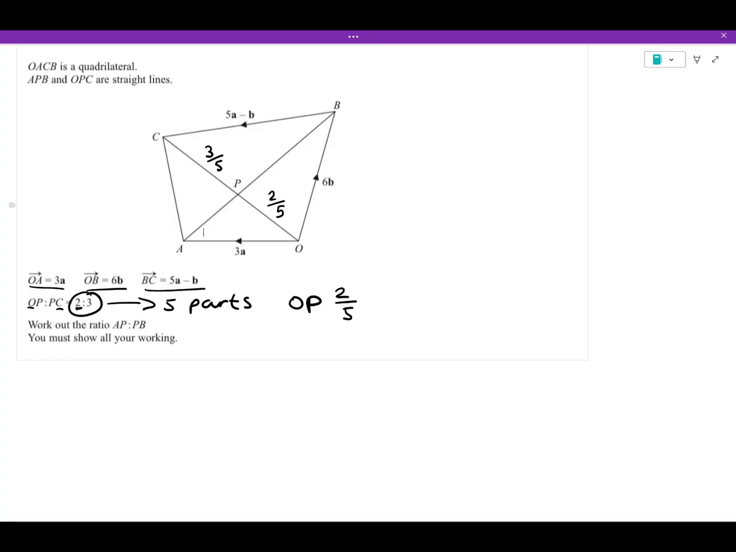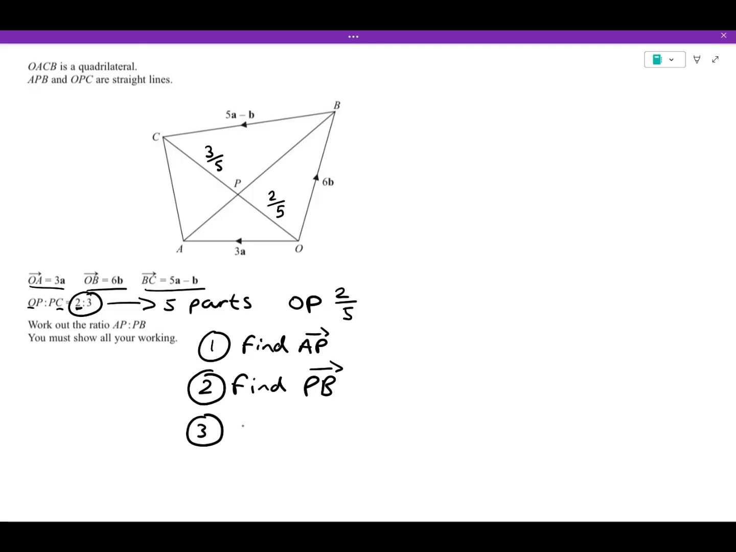We then need to work out the ratio of AP to PB. In this case, we don't have the arrows above the letters, because this is not referring to the vectors specifically. This is referring to the length AP and the length PB. However, we can find the vectors AP and PB in order to help us get this ratio. So in this question, step 1 is going to be to find AP. Step 2 is going to be to find PB. And then step 3 is going to be to write our ratio.